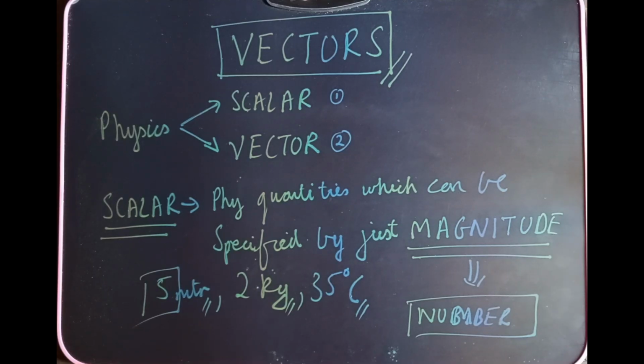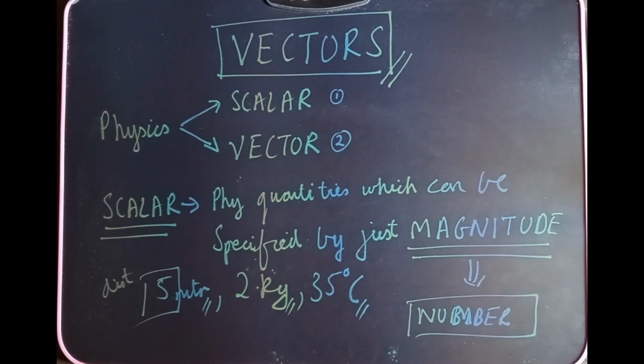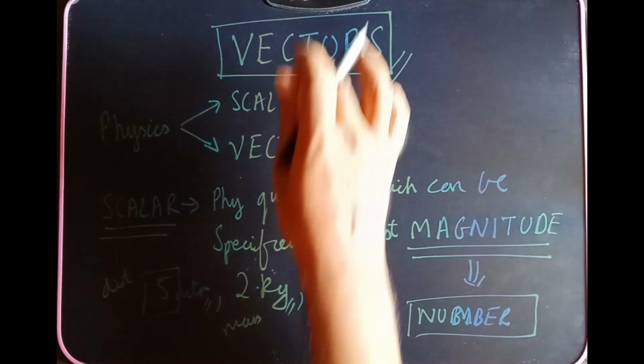So examples what you can see here is related to distance. Distance is a scalar quantity. Mass is a scalar quantity. Temperature, scalar quantity. Then you have various other quantities, for example energy, volume, density, electric charge. These are all scalar quantities. Scalar quantities can be added, subtracted or multiplied by the laws of algebra.